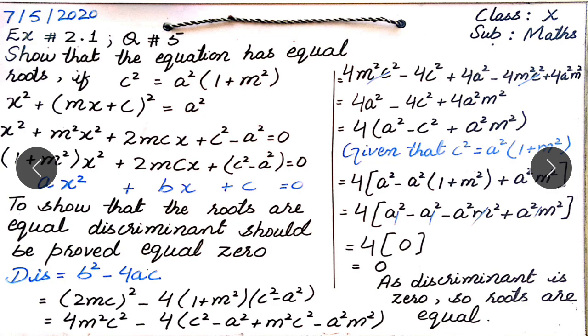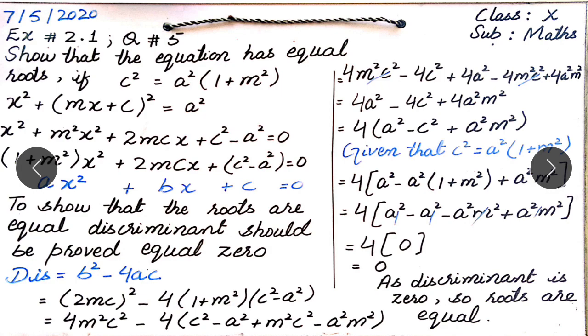What statement is written here? These statements are very, very important. To show that the roots are equal, what we have to do? The discriminant should be proved equal to 0. We have to prove that the roots are equal, so to prove the roots equal, we have to prove the discriminant equal to 0. Why? Because the discriminant is linked with the roots. If the discriminant is 0, the roots are equal. If the roots are equal, the discriminant is 0. Here we have to prove the roots equal, so we can prove it by proving the discriminant equal to 0.